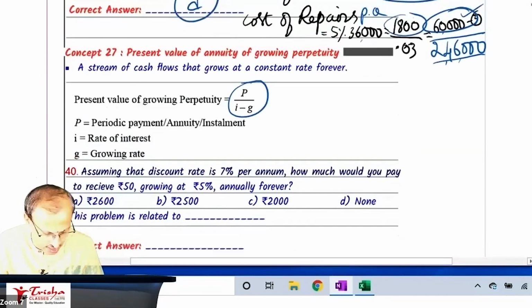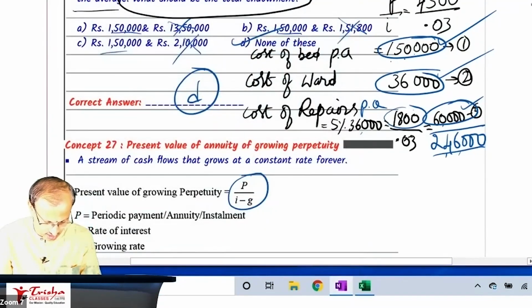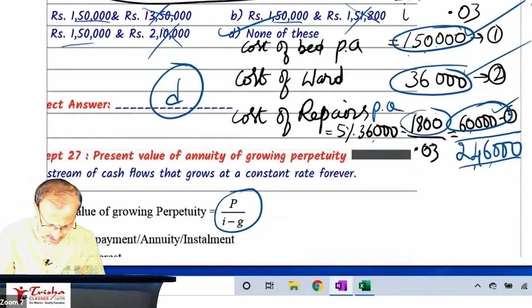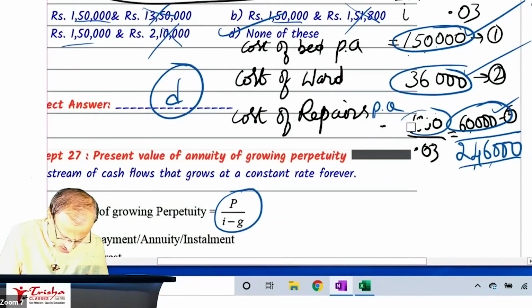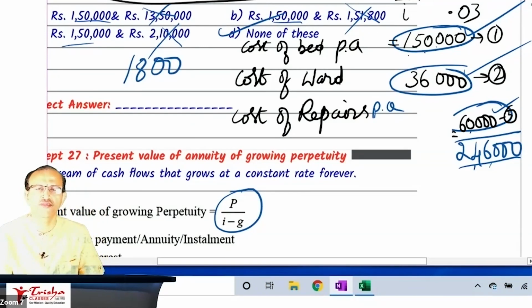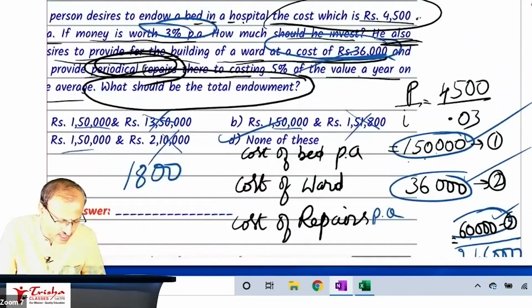Mushraf from Mangalore has a doubt. Why is it 1800 by 3%? 1800 is correct, but the periodical repairs, I will work out this part once again, Mushraf. Do you understand the 1800 part? But is it once or every year? Repair payment, is it once or every year?